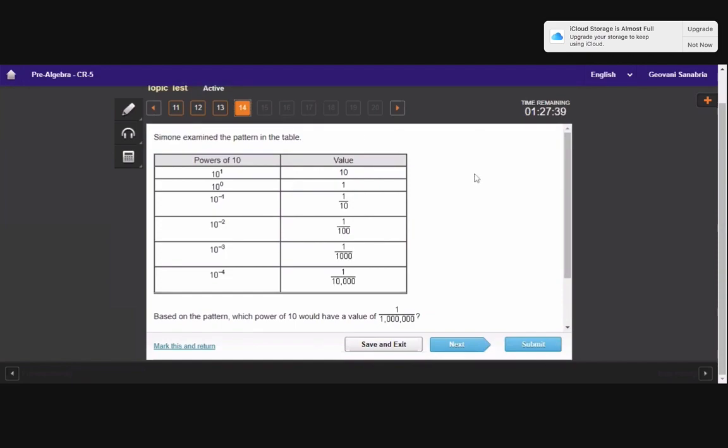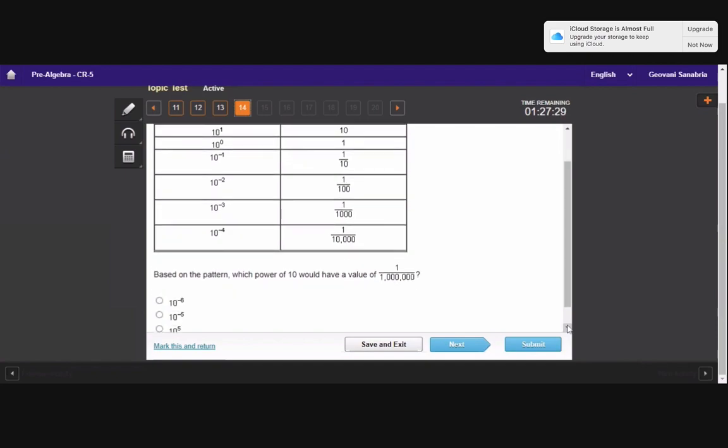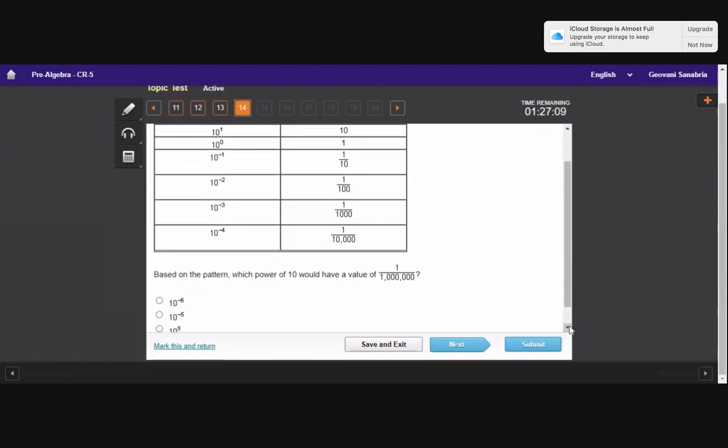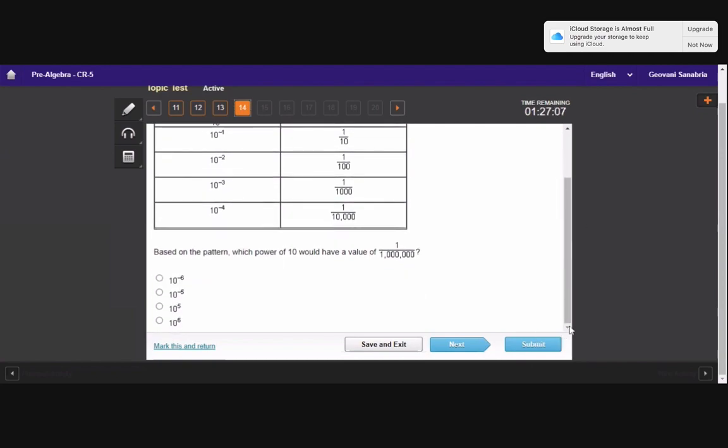Simon examined the pattern in the table. Okay, so the pattern in the table is correct. Based on the pattern, which power of 10 would have a value there? Try to figure this one out, and then let me know if you need me to explain, or I could just check you. No, no. I'll try to see which answer again.